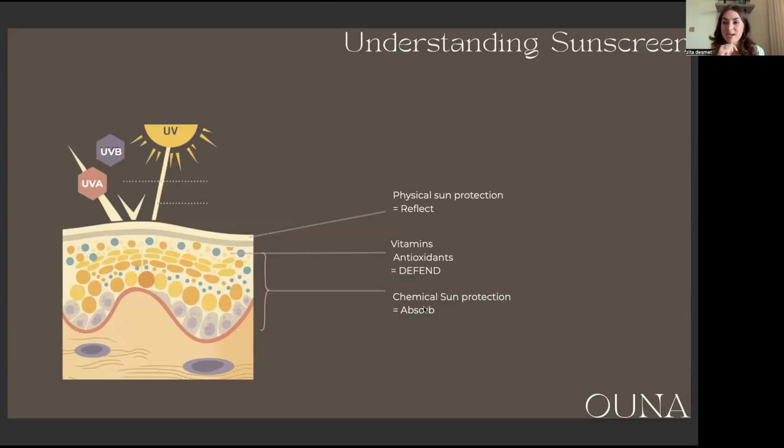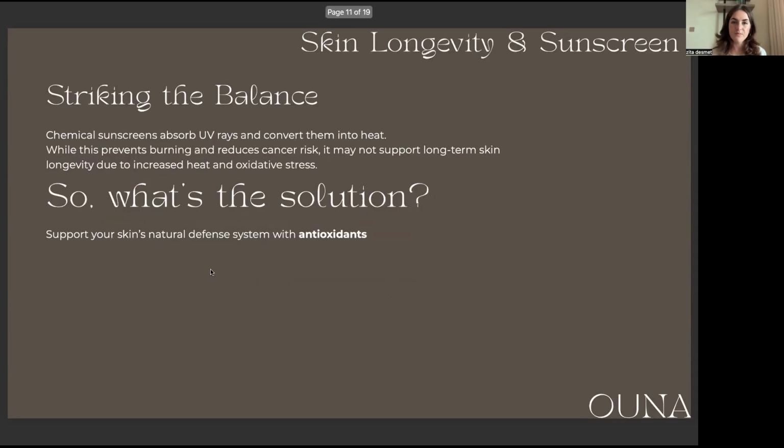As well, you need to understand how sunscreens work. Like I said, physical sunscreen will reflect, and chemical sunscreen will absorb, and that absorption happens within the body. A very big component, or how we can help ourselves against the sun, is to have a defense mechanism as well. So that's our vitamins and antioxidants. So when it comes to skin longevity and sunscreen, what would be the balance? What would be really good?